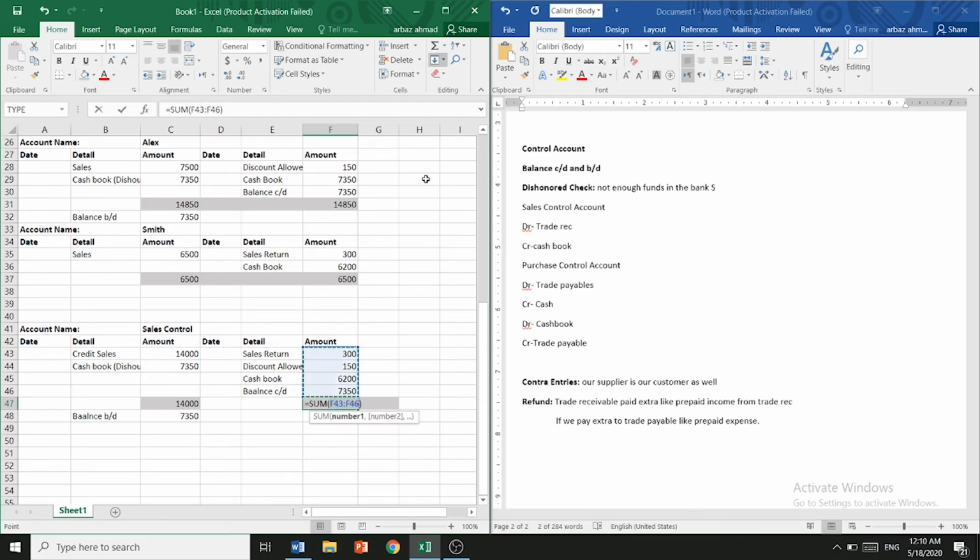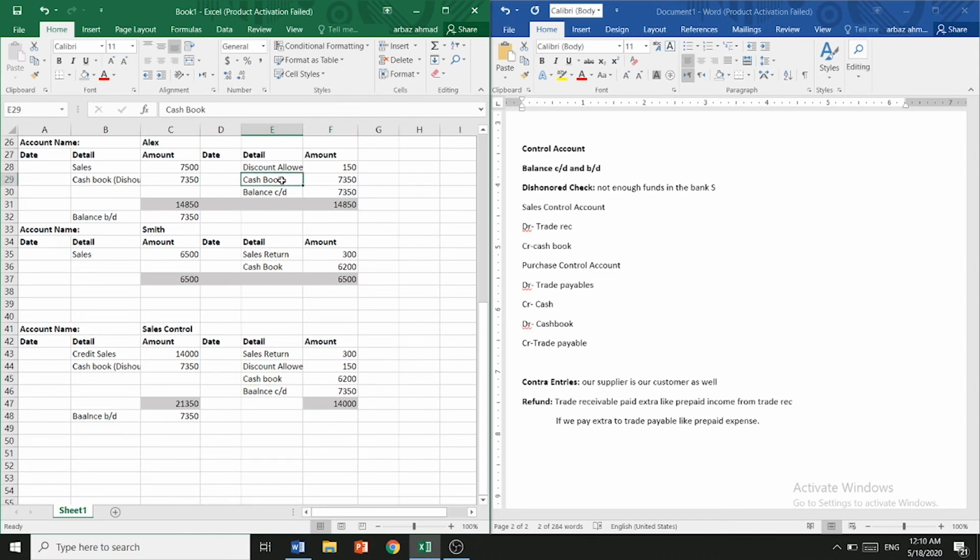If I total this side, this is 14,000. If I total this side, this is exceeding, right? So that means there's something wrong. I have sales return. Do I have sales return? I have sales return. Then I have discount allowed of 150. Then I have the cash book, I received the payments from him.